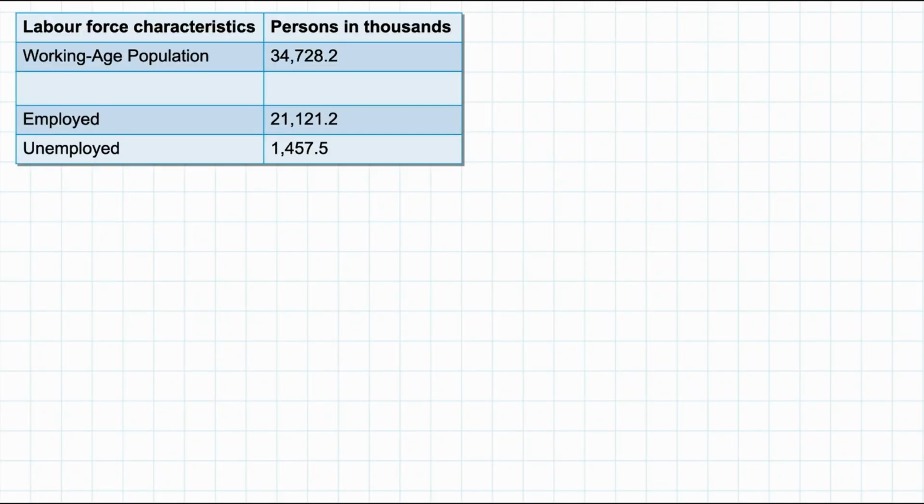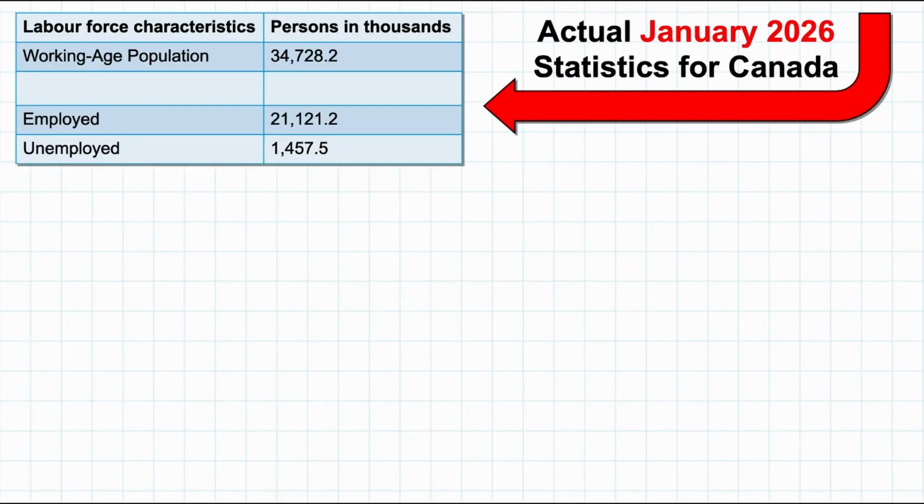So in front of us, we have actual 2026 data from Statistics Canada, which shows us the working age population in Canada, the number of employed, and the number of unemployed people. Now you can see the column on the right is in thousands, so no, we don't actually have 34,000 people. We have 34 million people in the working age population. Just want to preface that because it's important to know your scale.